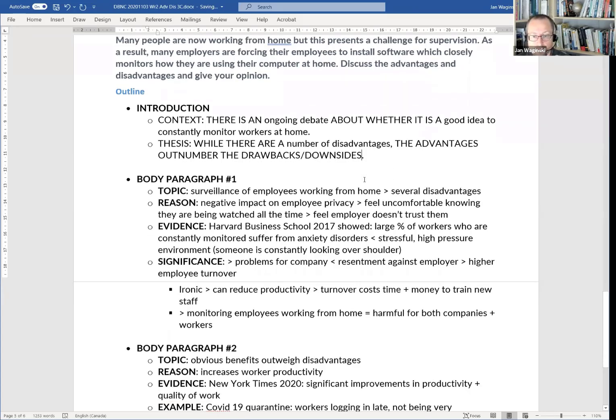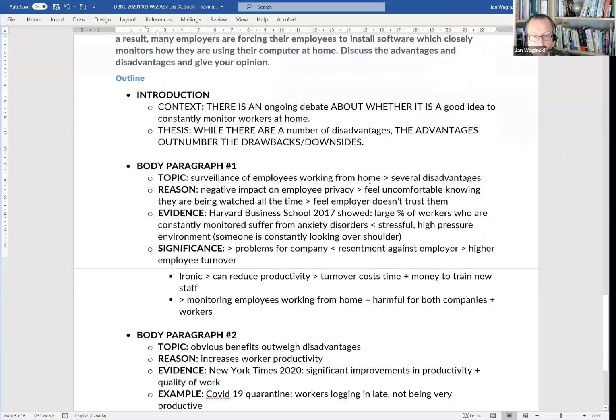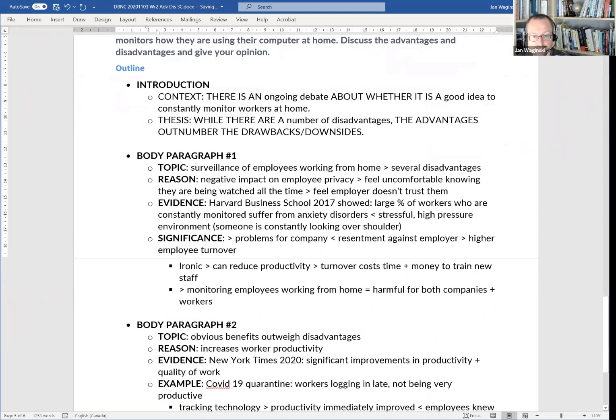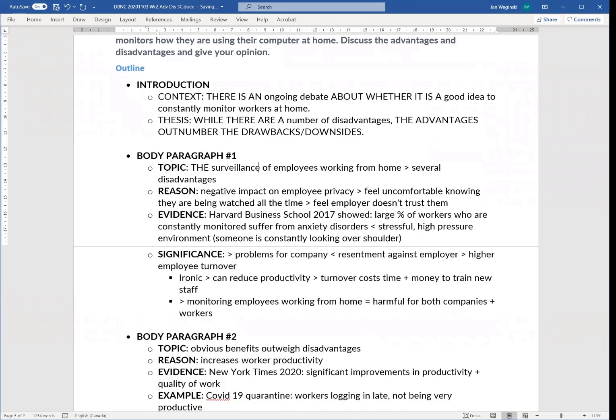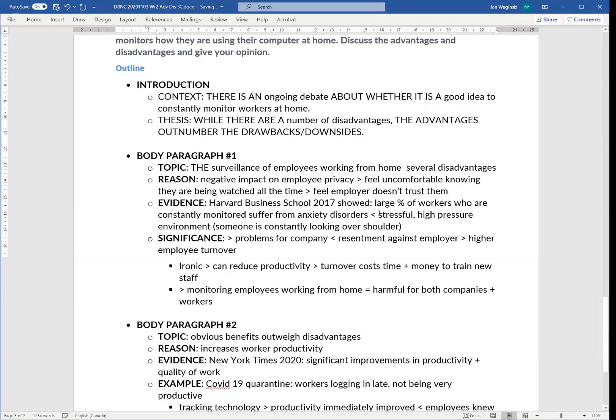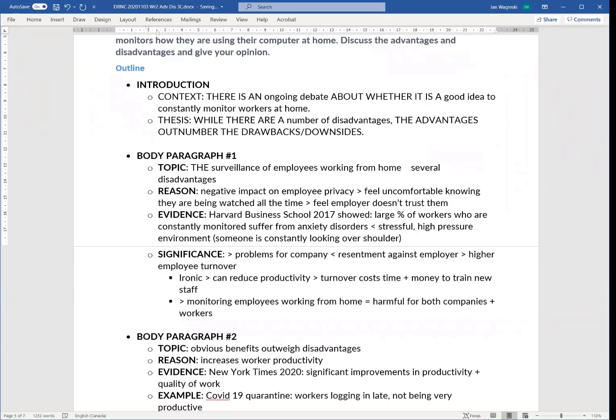Okay. Body paragraph number 1. The surveillance of employees working from home have several disadvantages. Has or have? How do you know it's has? Surveillance is the subject, not employees. Good. Okay.